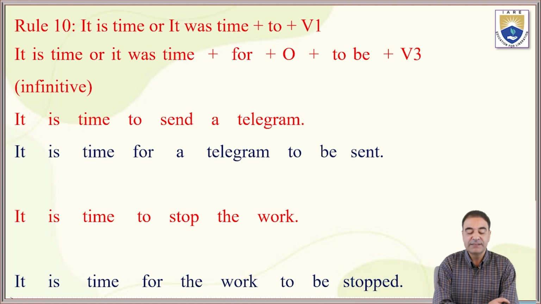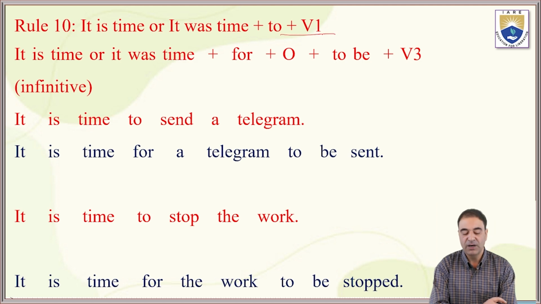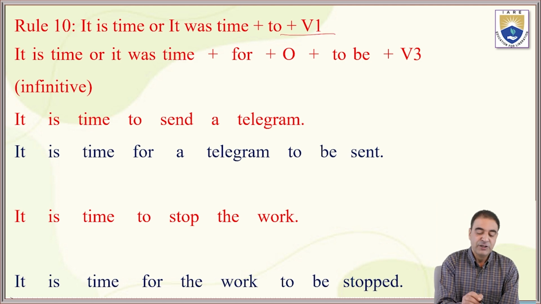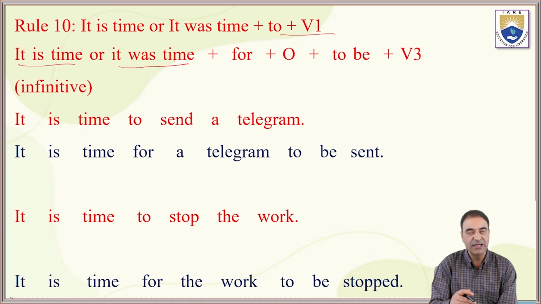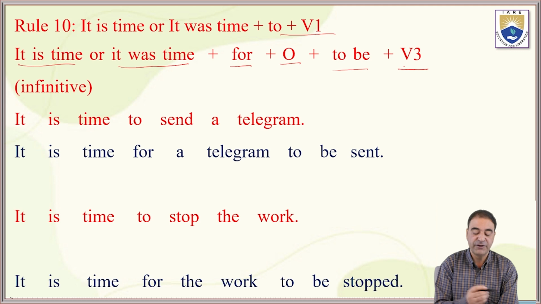Now the next rule, the tenth rule, is: if there is a phrase in the sentence like "it's time" or "it was time," then plus to plus verb in first form. How do we change the sentence? Don't change the phrase. "It is time" or "it was time" will remain the same. Then add for plus object plus to be, and then verb in third form, but of the infinitive verb.